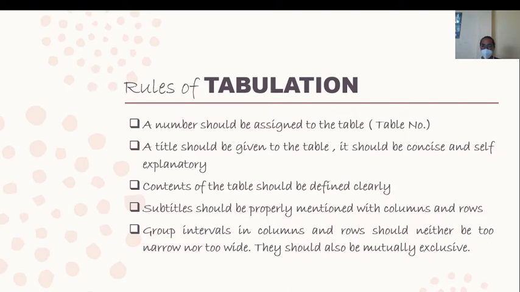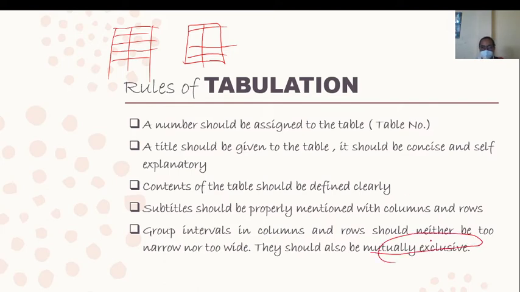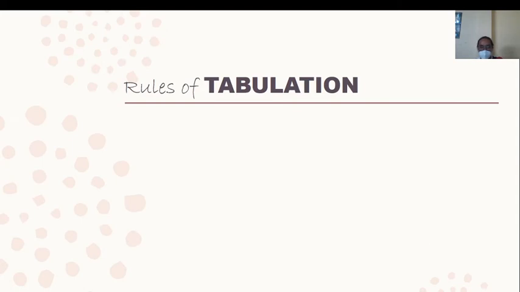Dapat lang daw, for example, may table tayo, tabulation. Pantay-pantay lang. Hindi katulad ng ganito, tapos ganyan. Ayun yung sinasabi na panglimang rule. Dapat equal or balance lang sila. Sabi nila, they should also be mutually exclusive.